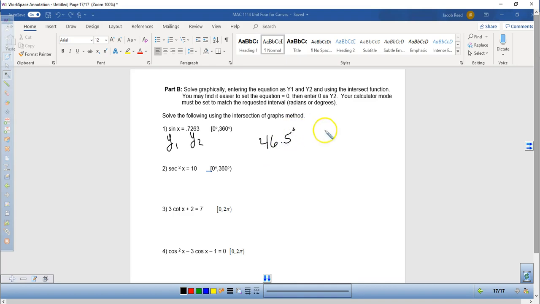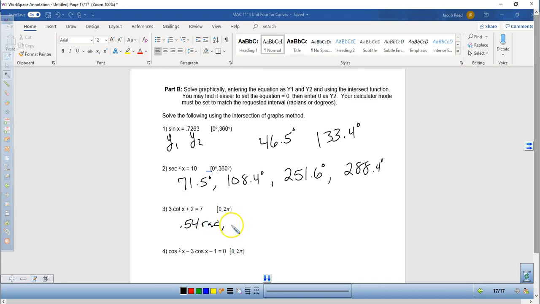This is 46.5 degrees. This one is 133.4 degrees. Number 2, I got 71.5 degrees, 108.4 degrees, 251.6 degrees, 288.4 degrees. Number 3 is switched over to radians. I got 0.54 radians and 3.68 radians. Just make sure you stay within the normal bounds. Remember, this 2 pi means I can only go up to 6.28.